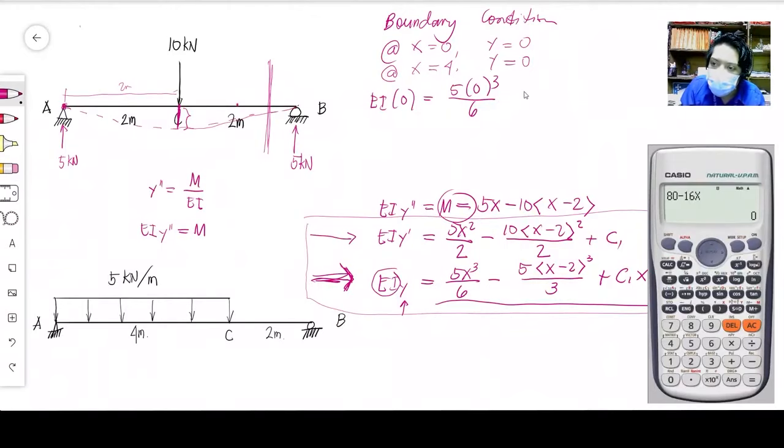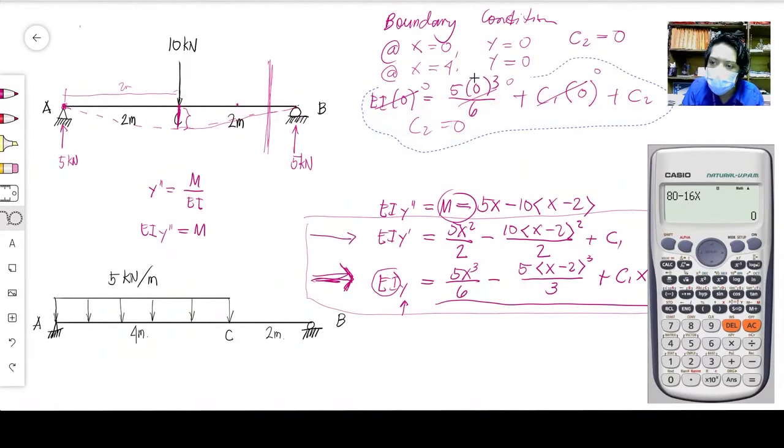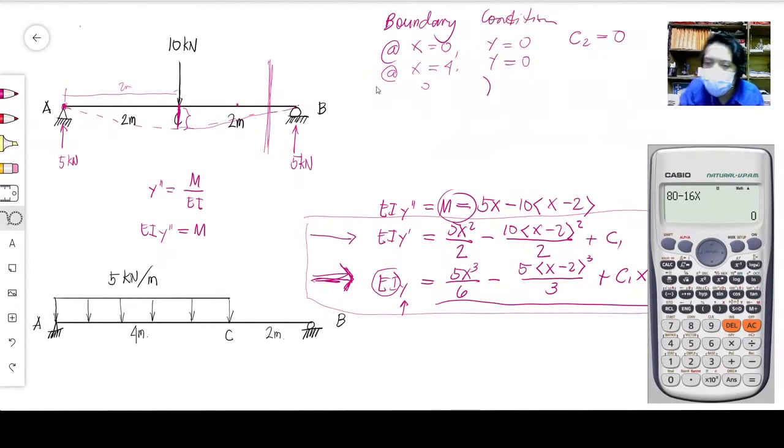What remains is plus C1, the value of x is 0, so that becomes 0, plus C2. So this is 0 and the unknown is only C2. This is also 0. This is also 0. Meaning, C2 is 0. We found the value of C2. Let me write it here, C2 is equal to 0. Okay, let me erase this one again because I don't have space.